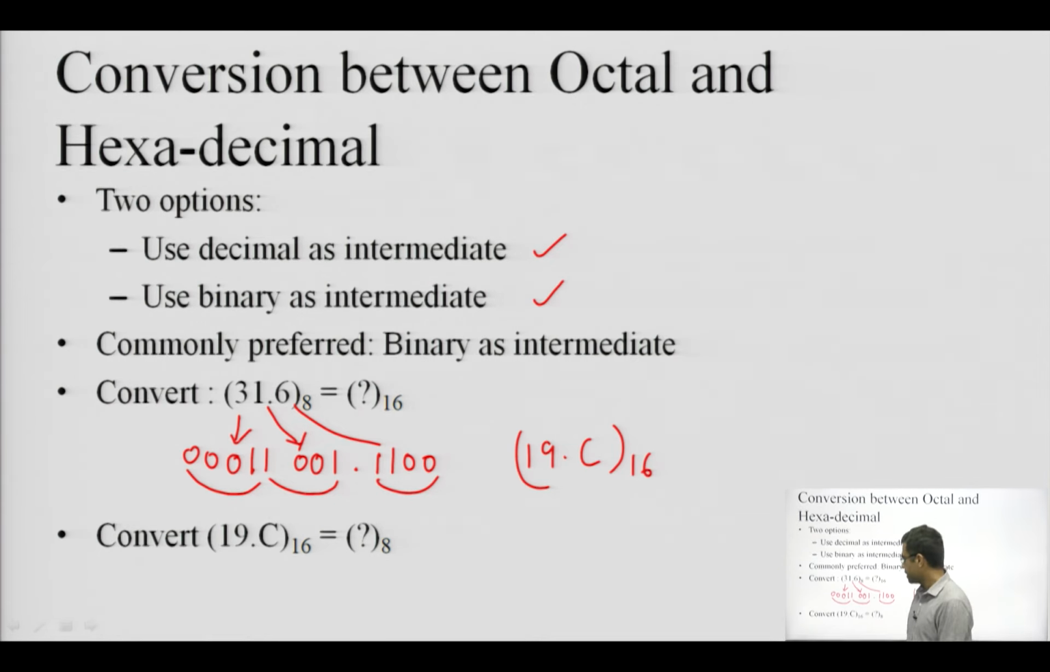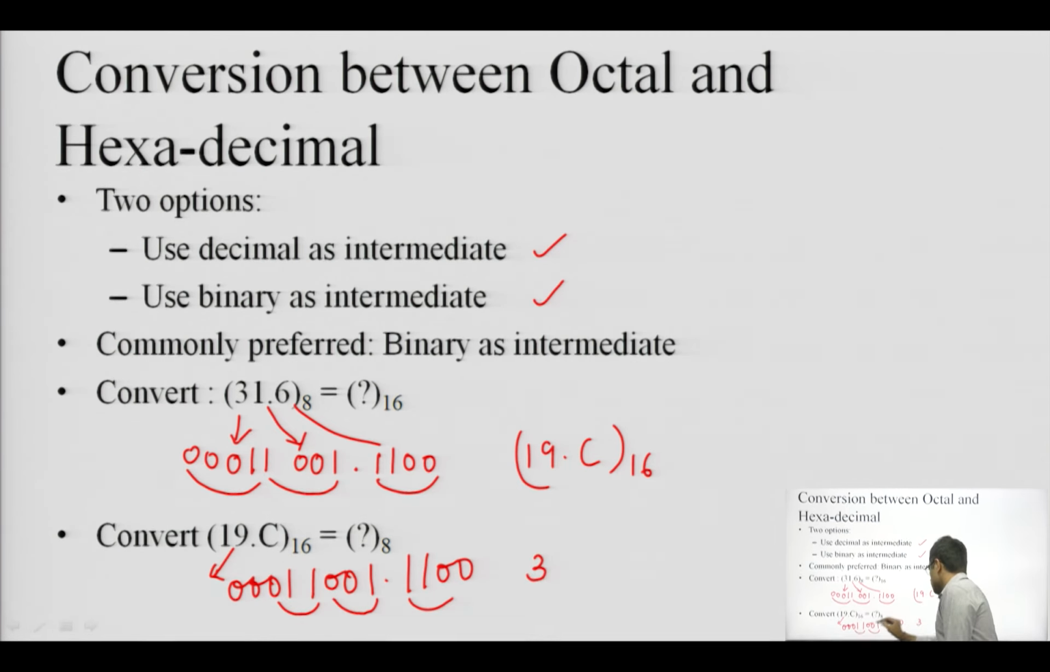Similarly, converting this 19.C into octal, I can write this 1 as 0001 and then 9 as 1001 and then C as 1100 and make groups of 3 bits. So, these zeros are redundant. So, 011 becomes 3, 001 becomes 1, 110 becomes 6. So, 31.6 in octal. So, in this way we have converted all possible conversions between the various number systems.